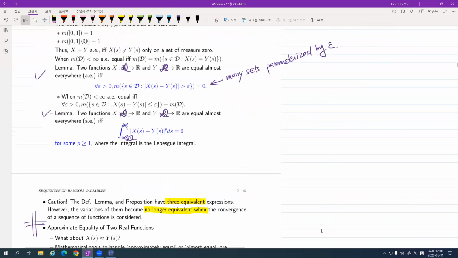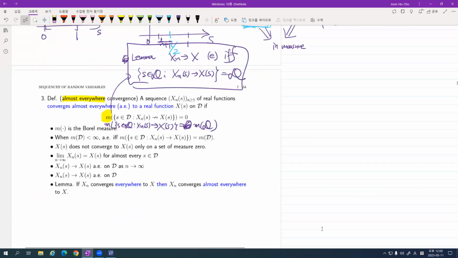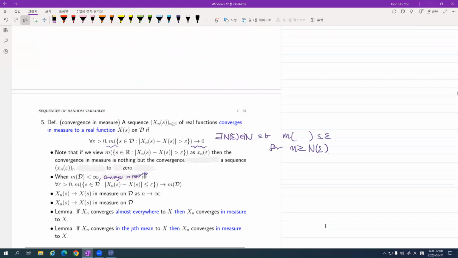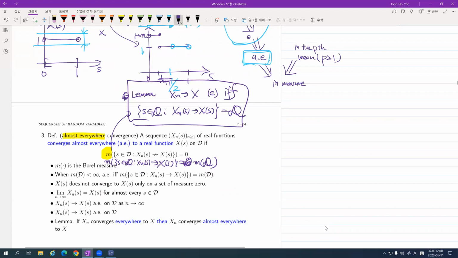So precisely speaking, I should not say this. Probably I would say that this is equivalent to: the set where Xn of s does not converge to X has measure zero, that is, I put the measure on the set of non-convergence and have it equal to zero. Okay, not that one. Got it?